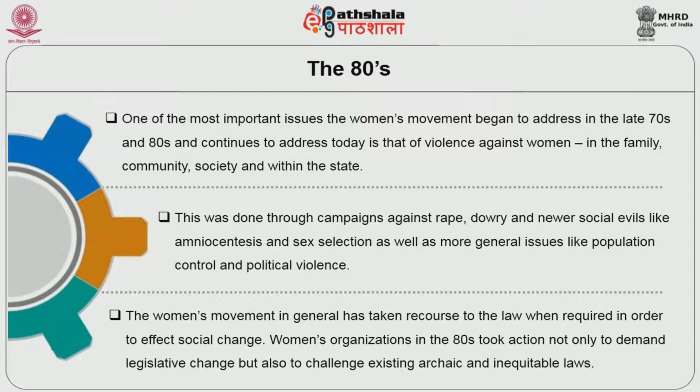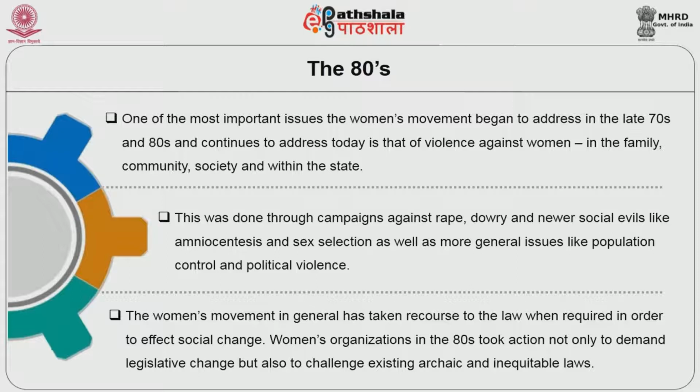The women's movement in general has taken recourse to the law when required in order to effect social change. Women's organizations in the 80s took action not only to demand legislative change but also to challenge existing archaic and inequitable laws. The Mathura rape and its aftermath, the acquittal of the policeman rapist, led to agitation across the country to reopen the case in the Supreme Court as well as to review the pro-rapist rape laws that existed at this time. This case became the spark which caused women's groups in the 80s to organize against sexual oppression, especially of women from the lower classes who were prone to custodial rape, sexual harassment and gang rape.